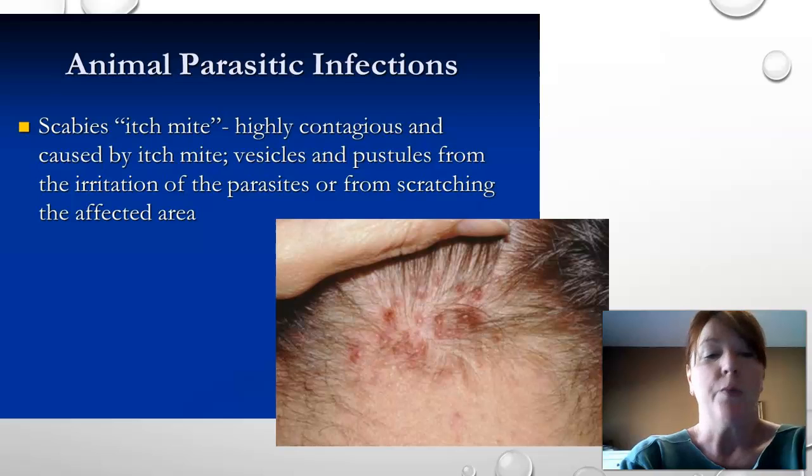Scabies, which is the itch mite, is highly contagious, caused by the itch mite, with vesicles and pustules from irritation of the parasites and from scratching the affected area.